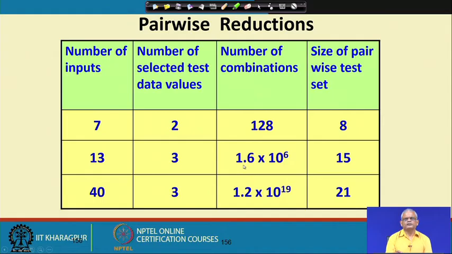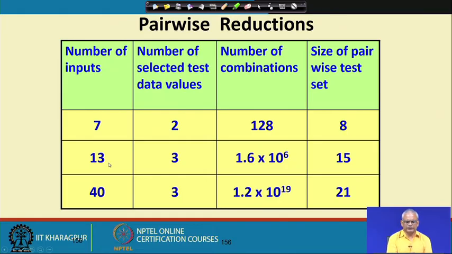Now, let us see what is the reduction that is possible. If the number of inputs is 7 and each is a Boolean, then if we do decision table based testing, the number of rules or combinations of conditions is 2 to the power 7, which is 128. But if we develop the pairwise tests, then we can do with 8.